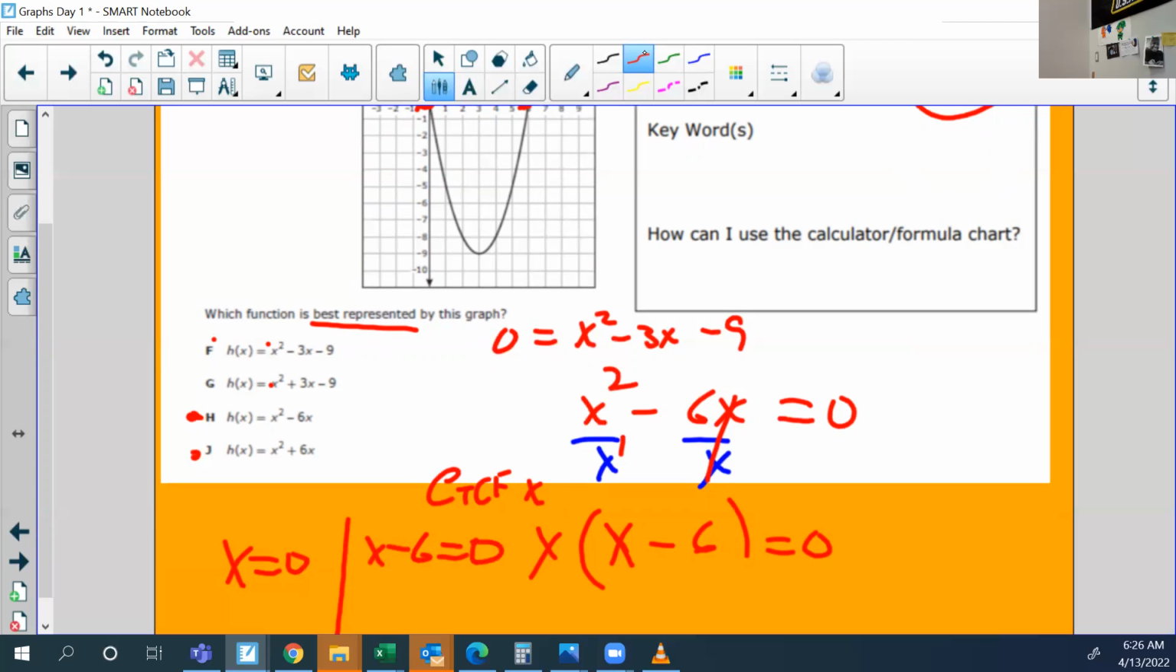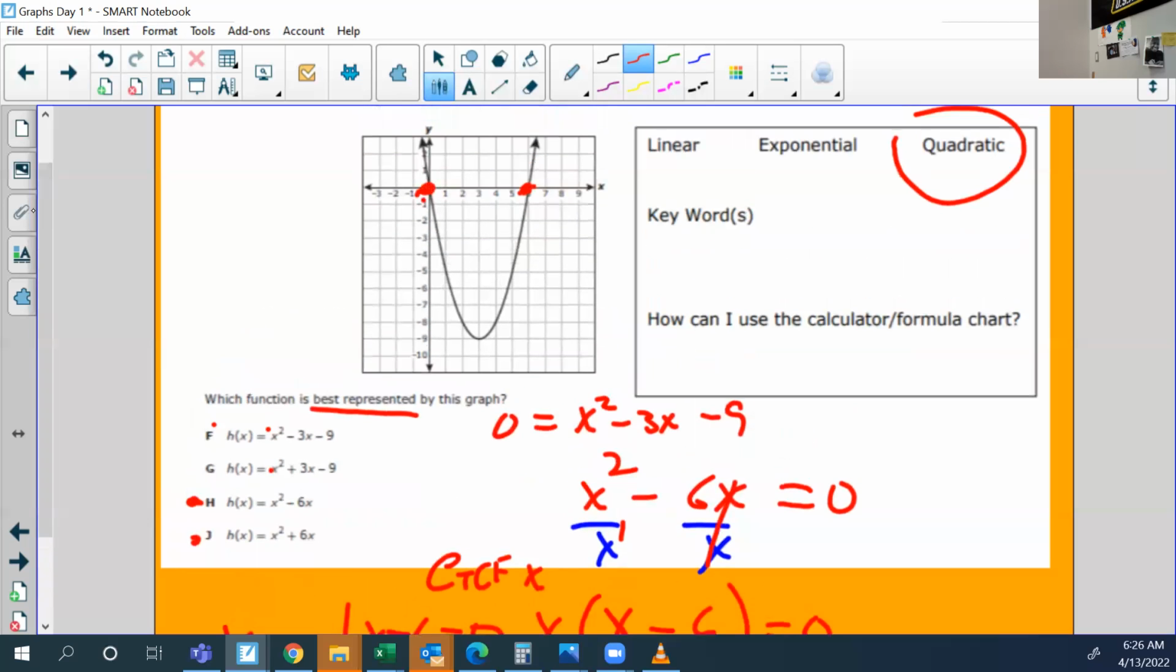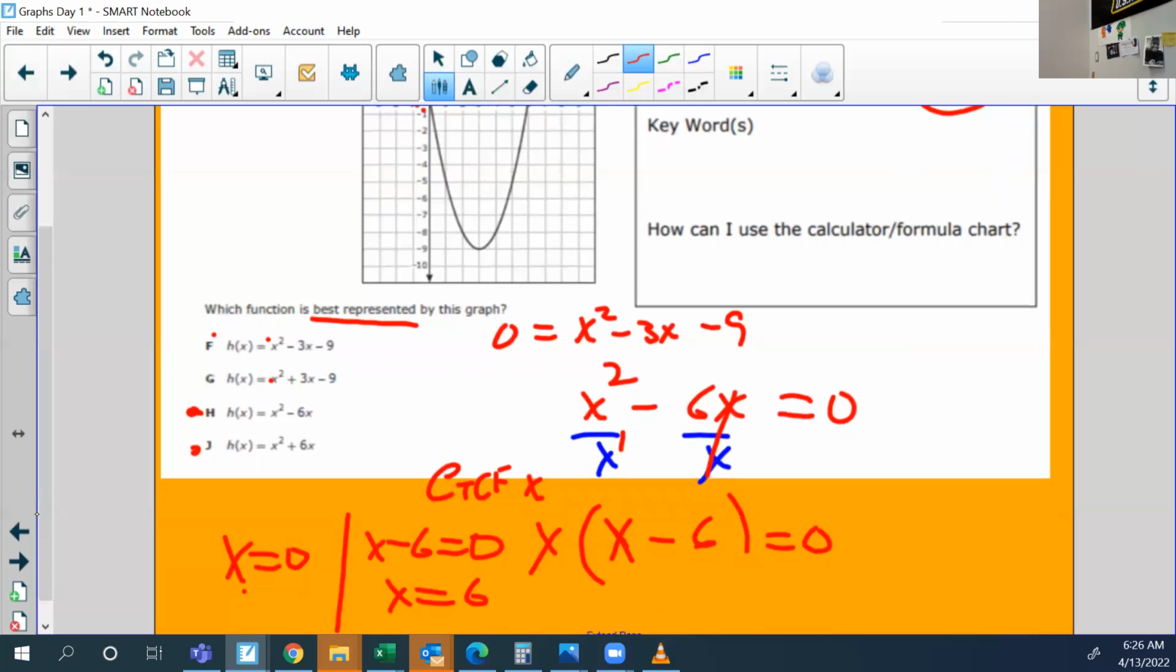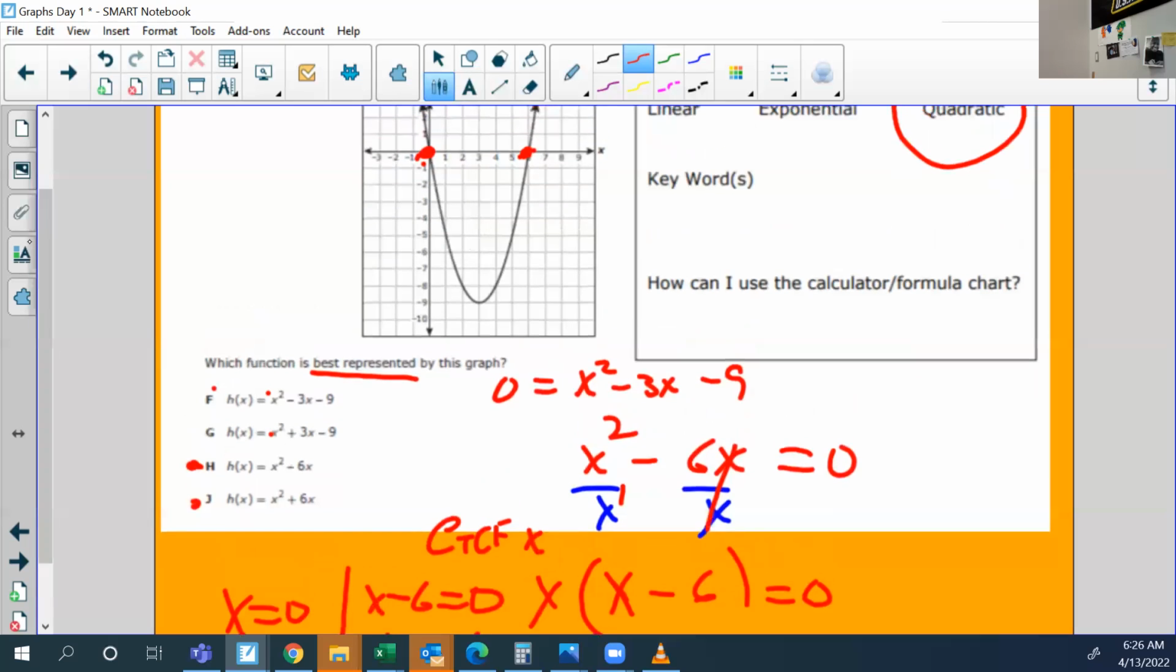And add 6 on both sides, that gives me x equals 6. So 0 and 6 are my x-intercepts, which matches this. However, if you don't see that, the best option here is to graph the 4 options and see which one matches. I'm not going to recommend that you factor all of these and see which one it is. So graph. The simple one here is to graph this one and see which one matches.